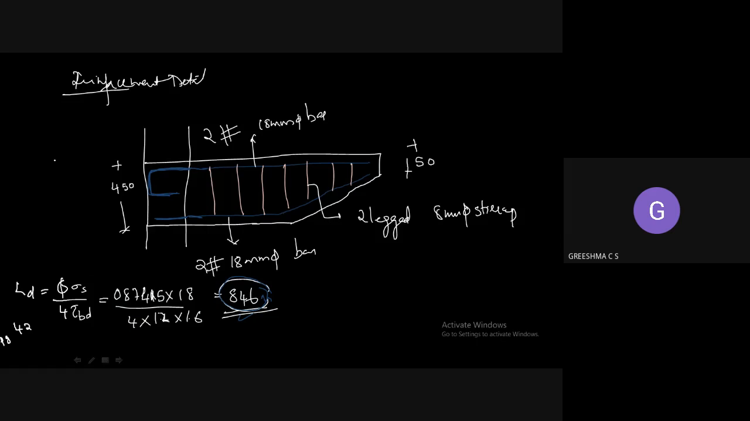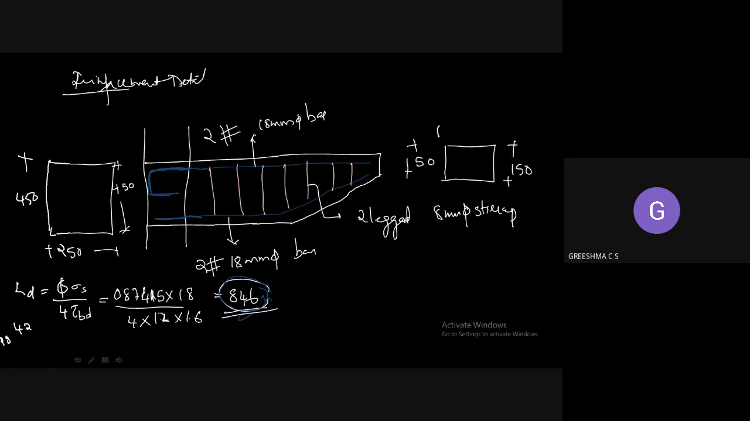So cross-sectional details means you have to take a cross section here. Here the depth is 450, width 250. Here also take a cross section. Here the depth is 150 and width is 250. So the reinforcement bars we provide here are 2 number of bars. Here also we are providing 2 number of bars. Stirrups.